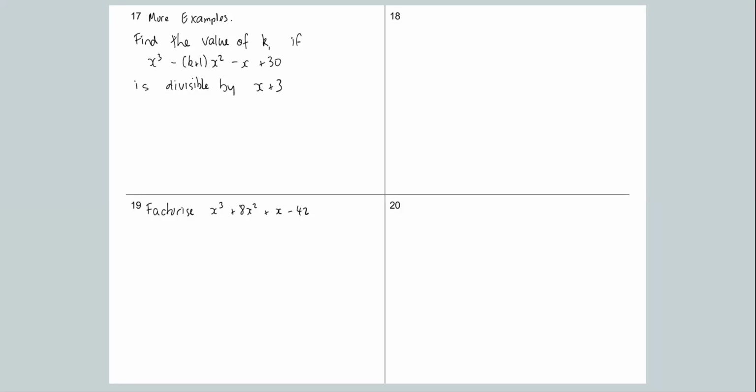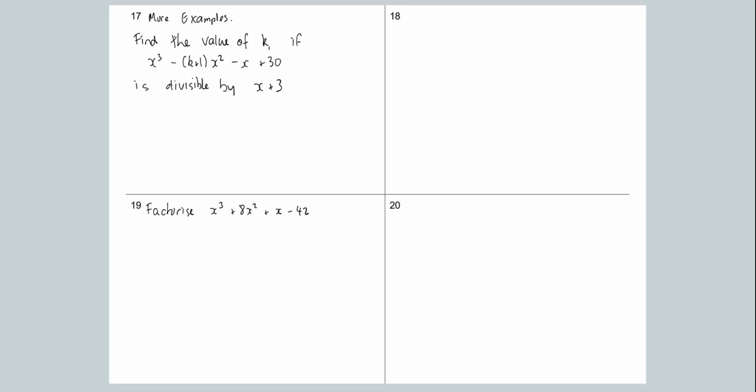Hi, so I've got two more examples to go through here on slide 17 and slide 19, two sort of classic kind of things that you might be asked to do. So in this one here, we need to find the value of k, given a polynomial expression. So we basically need to find the coefficient of x squared, really. And the key thing is we're told that it's divisible by x plus 3.